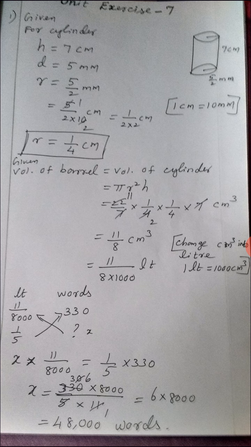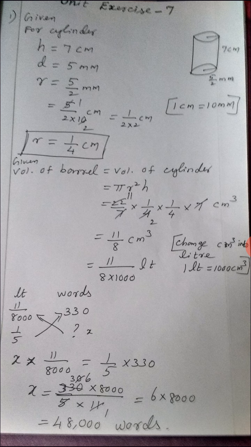Here r squared, so write 1 by 4 two times, 1 by 4 into 1 by 4, and h. h is 7. Then centimeter cube because it's volume. So write the unit as centimeter cube. 7 gets cancelled, and 4 and 22 in 2 table. Then after simplification you get 11 by 8 centimeter cube.